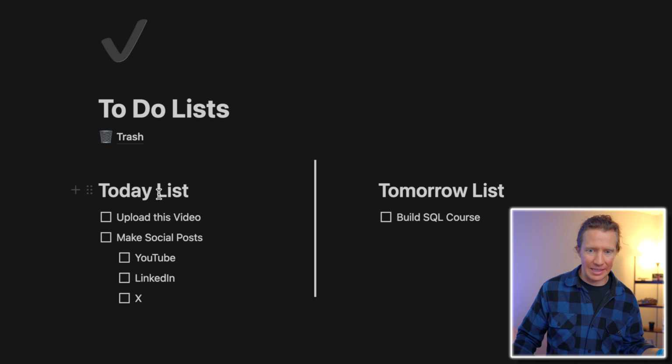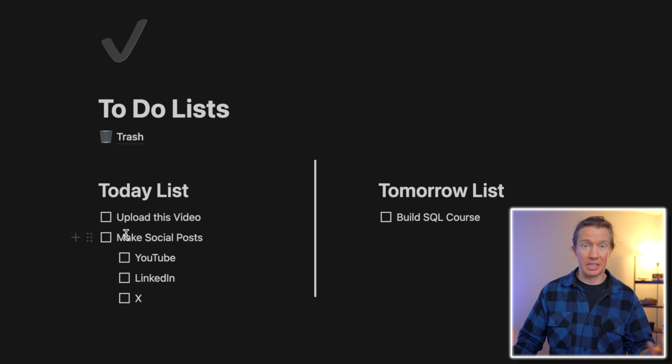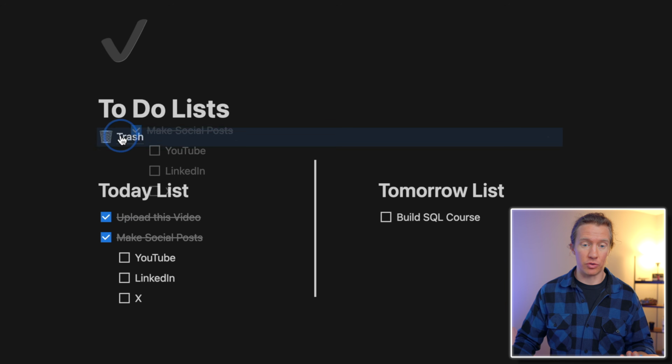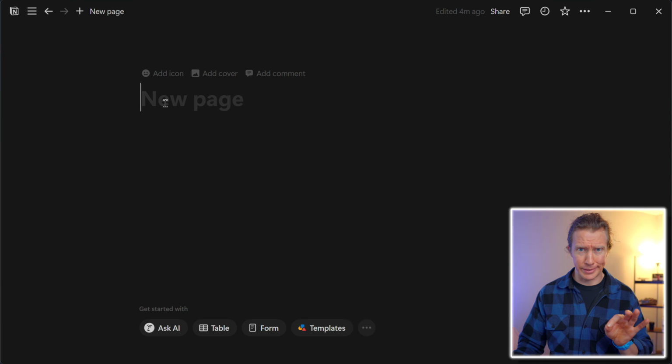From there, we're going to have a today list and a tomorrow list, and we'll be able to put different items in there that we can go ahead and click off as we complete. And then if we wanted to, drag it into trash and get rid of it. So let's get to work.